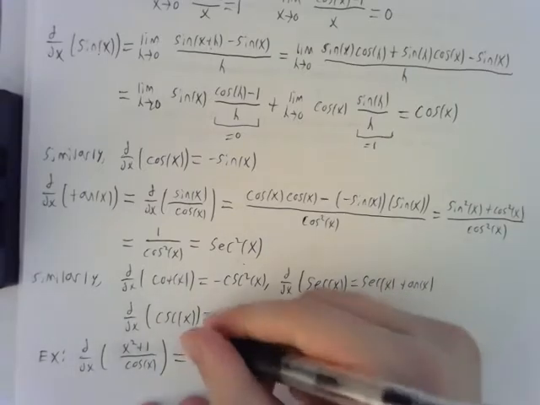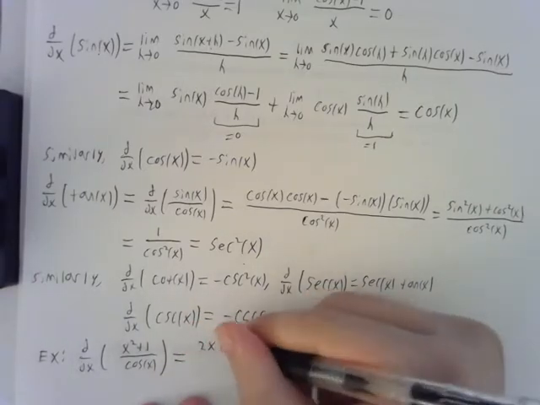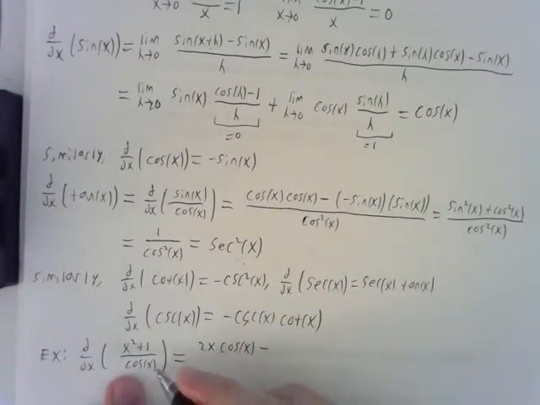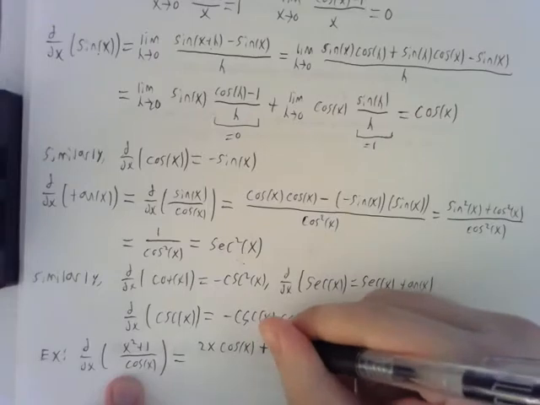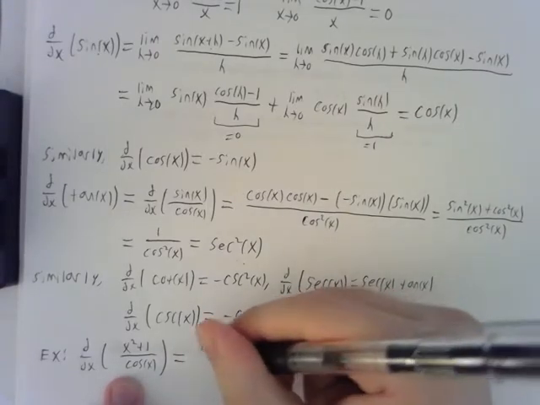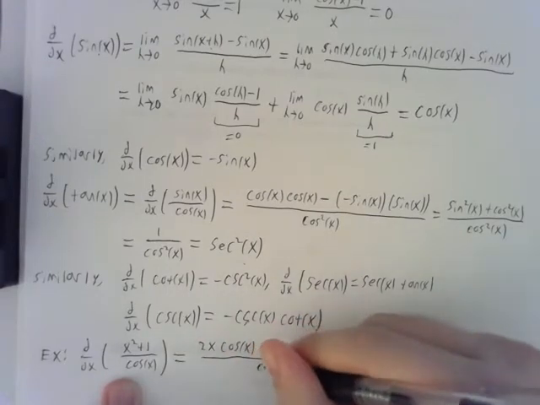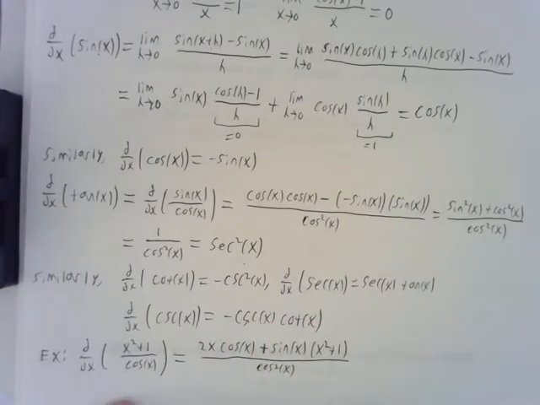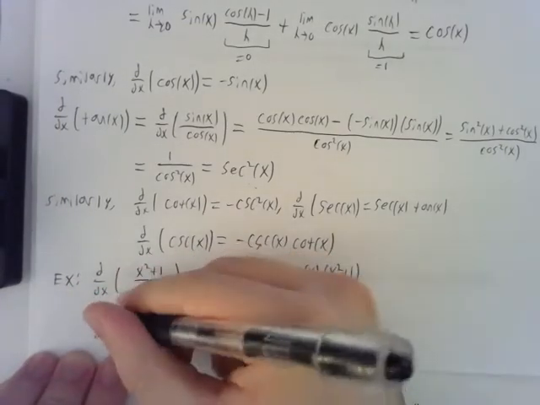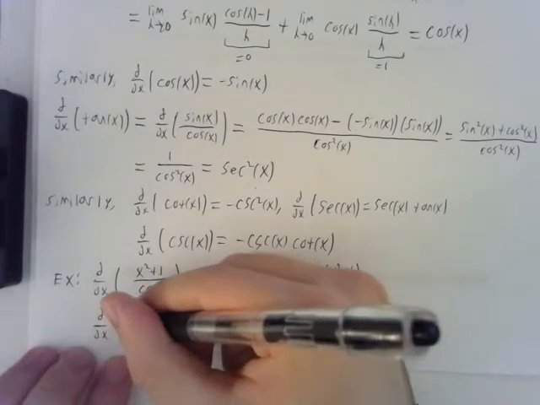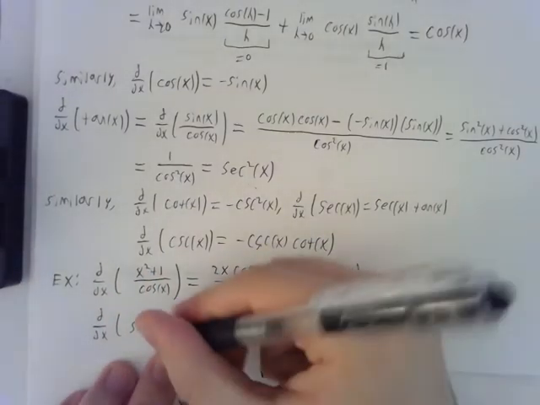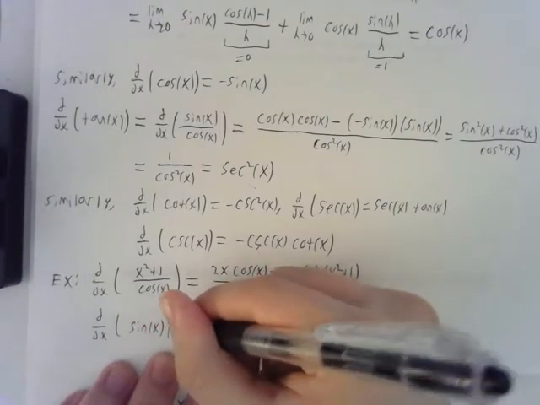So it's the derivative of the top function, which is 2x times cosine of x, minus the derivative of the bottom function, which gives us negative sine of x. The negative becomes a plus. We get sine of x times x squared plus 1 over cosine squared of x. Or just as another quick example, suppose we want to now take the derivative of sine of x times x cubed minus 4.